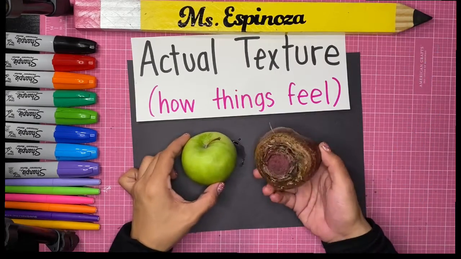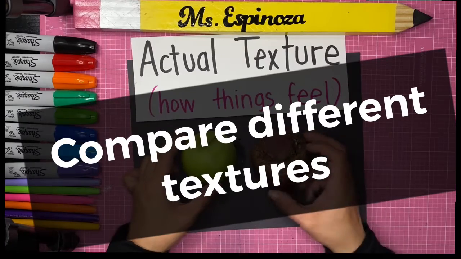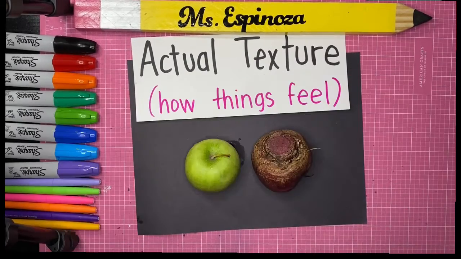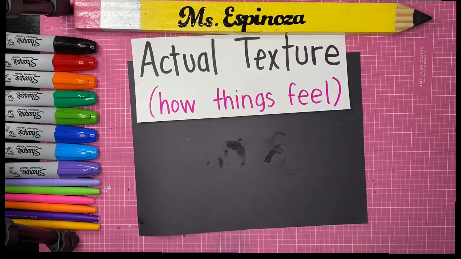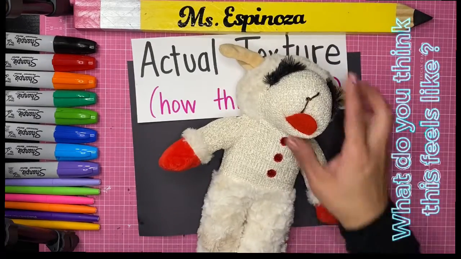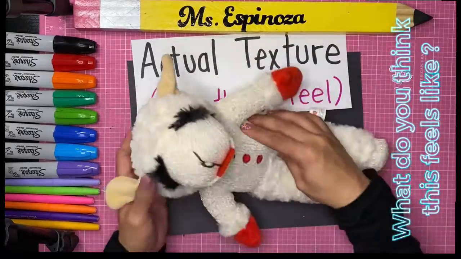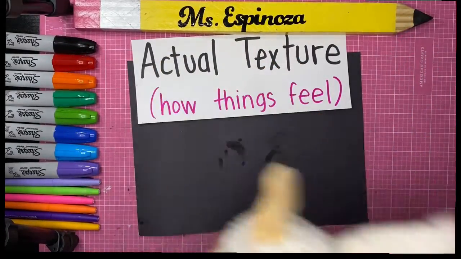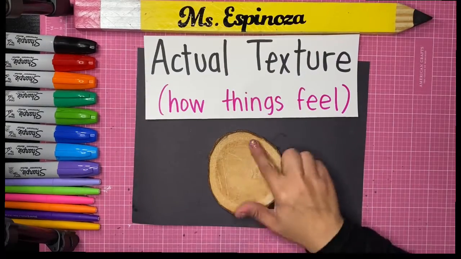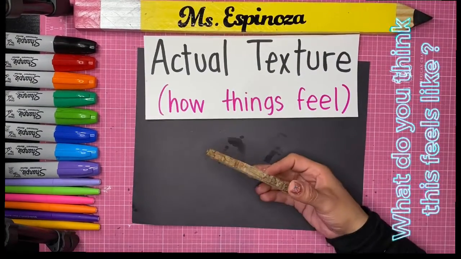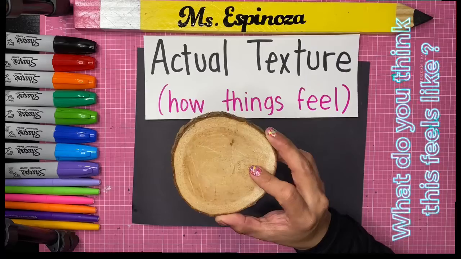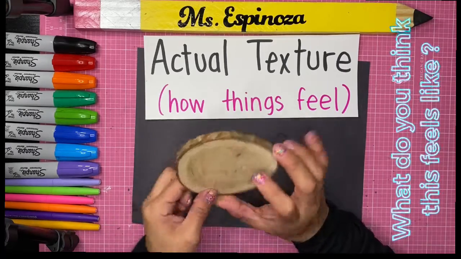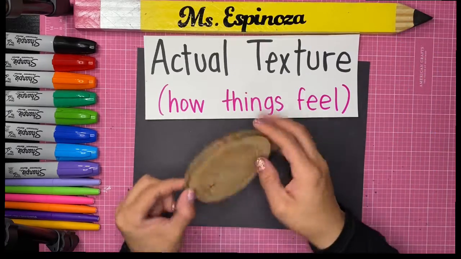And then compare it to something like a beet. These two objects look different. How do you think they feel different? Take, for example, a stuffed animal. Just by looking at it, what do you think it feels like? Think about just different objects. And then here's a slice from a tree. So what do you think this feels like? It has two different types of surfaces.